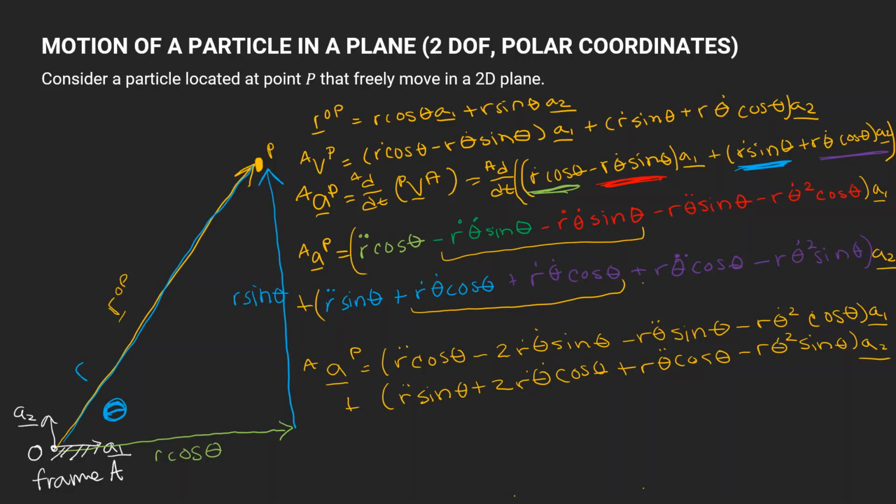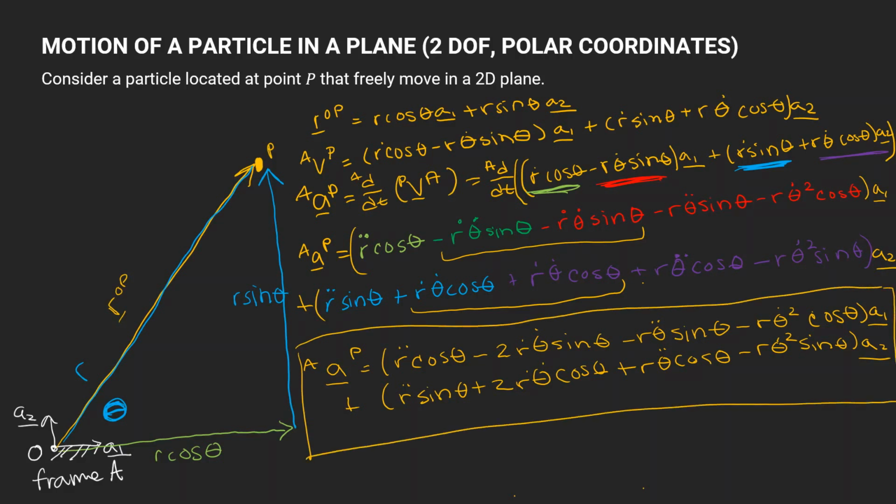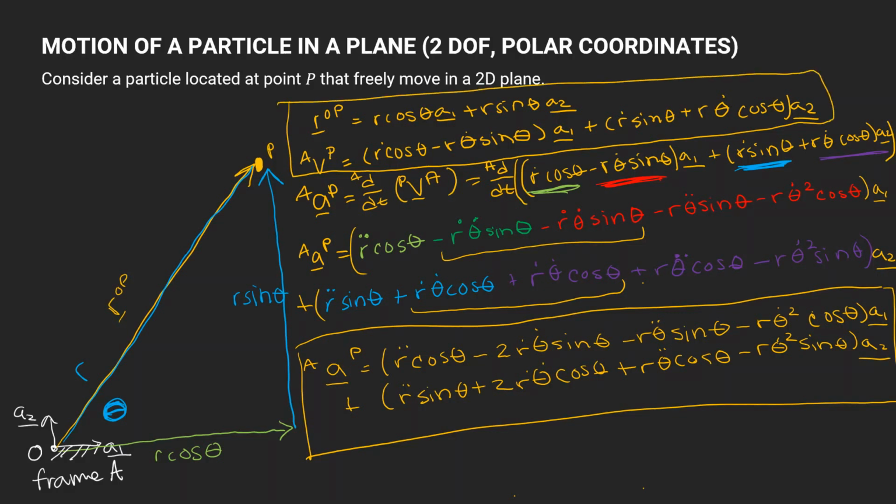Okay, and so with that, we now also have the acceleration of point P in frame A, and that's in addition to the position and the velocity vectors that we derived in the process.